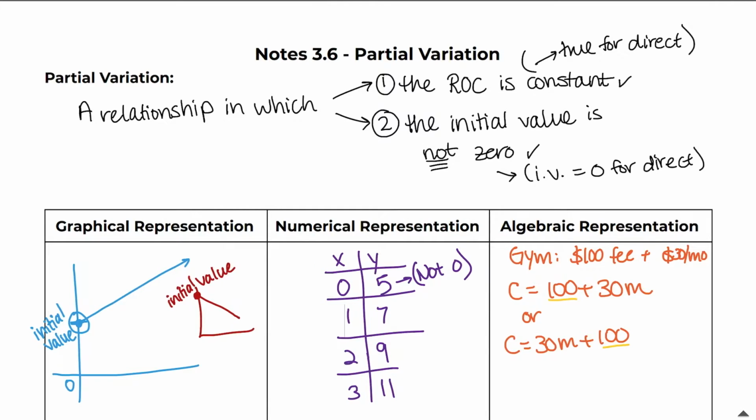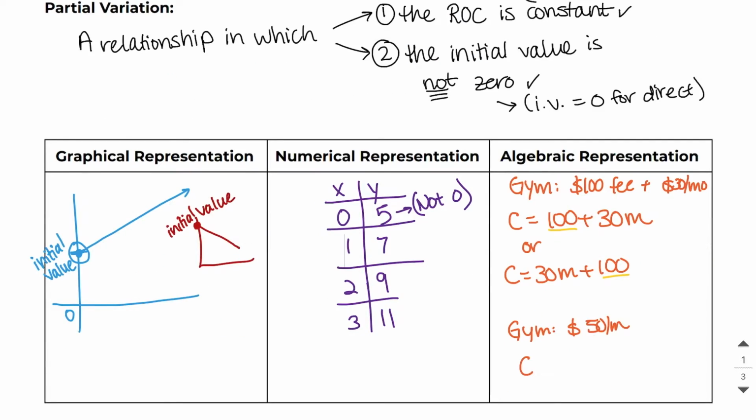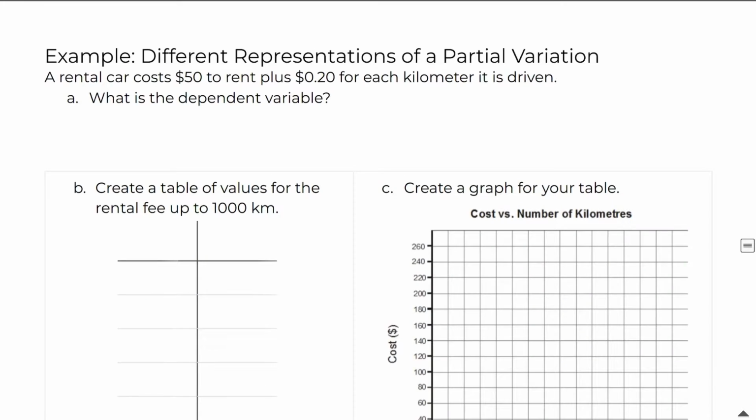Versus when you have direct variation, you join a gym, there's no initial fee and you're paying $50 per month. So your cost right here would be $50 per month. Notice how there's no additional plus 100 on either spot right here. It's just this $50 per month. So this right here is showing you direct. And this one right here is partial because of that extra $100 that's being added on. Okay? So let's look at a couple examples of partial variation.